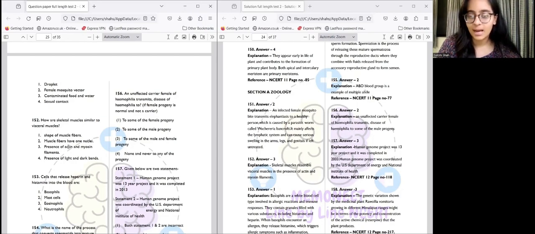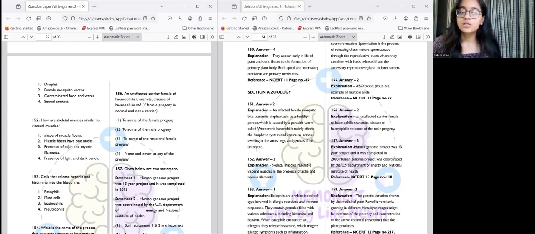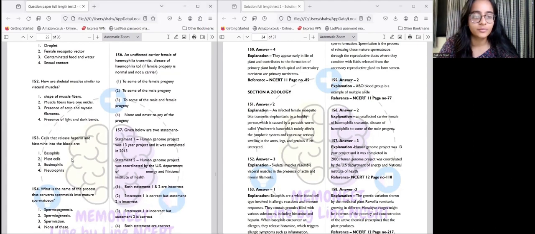Do all of them have light and dark bands? No. The presence of light and dark bands helps to cause striations. And what are striations and which muscle is said to be striated muscle? The skeletal or the voluntary muscle. So the visceral muscles lack striations, and that is why they will have absence of light and dark bands. So that's not a similarity. Okay, moving on to question number 153.